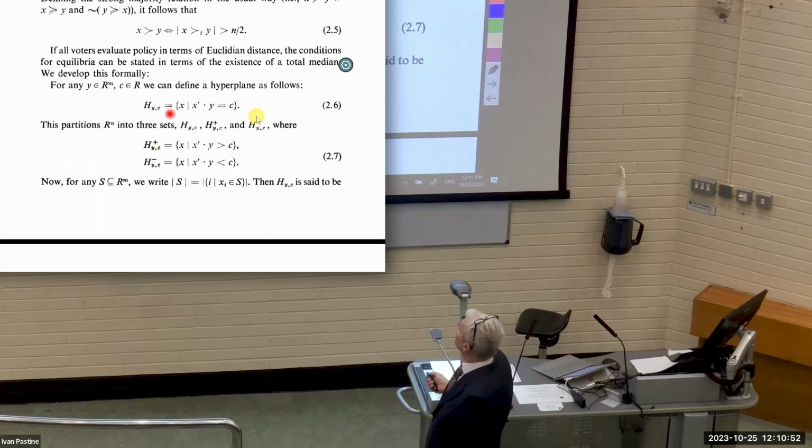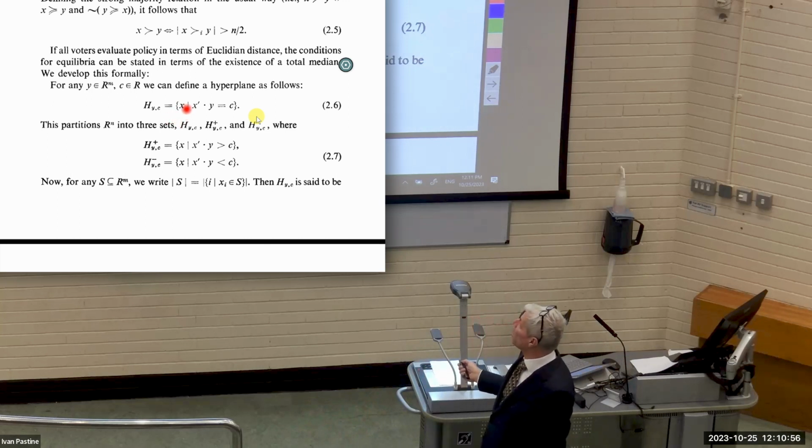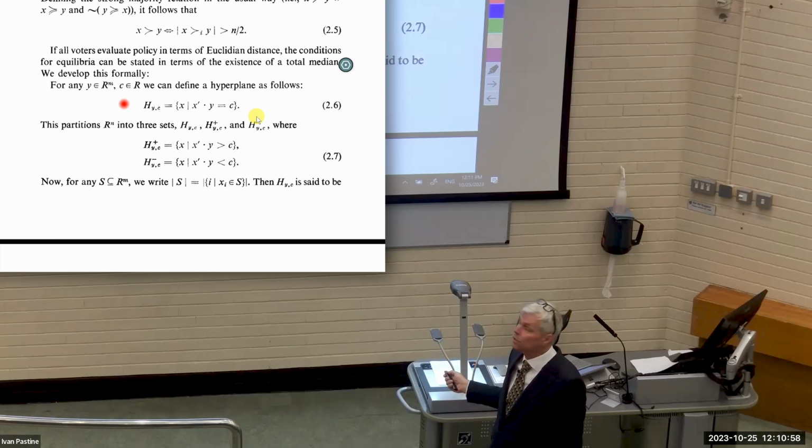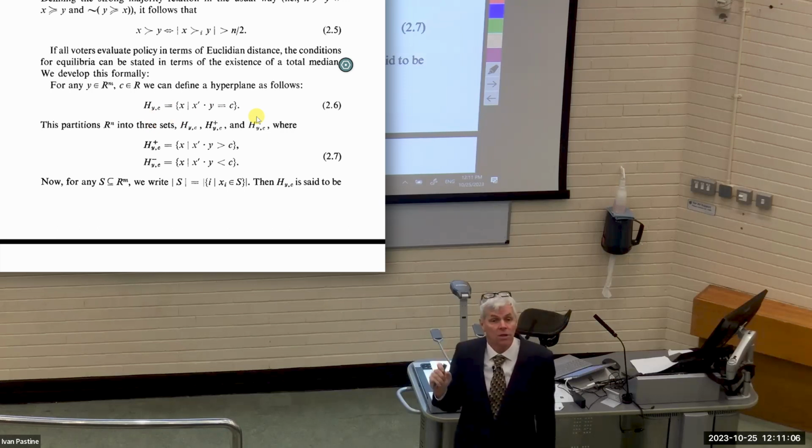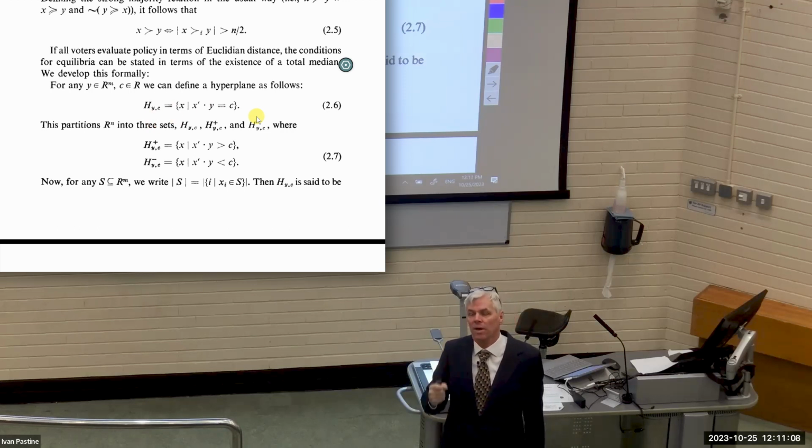And then we're going to take, this bracket says this is set notation. It says we're going to take all the x's, x is a vector as well, where x transpose times y is equal to c. We're going to take all of those, and that's going to define a hyperplane. So the first thing we want to talk about is what is such a hyperplane.